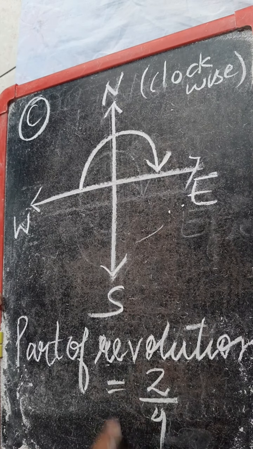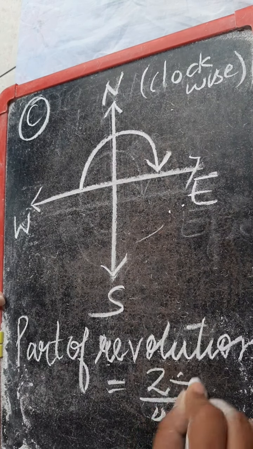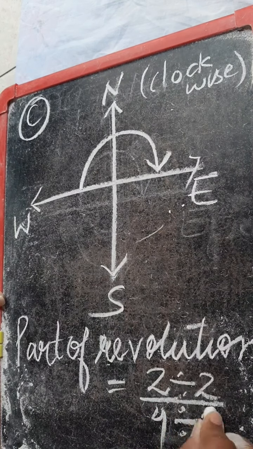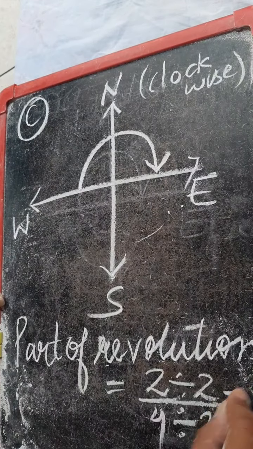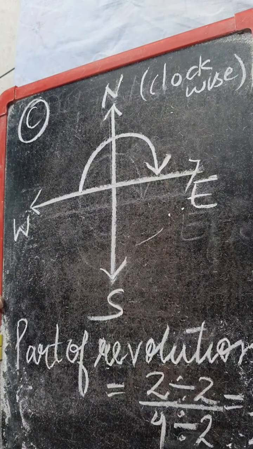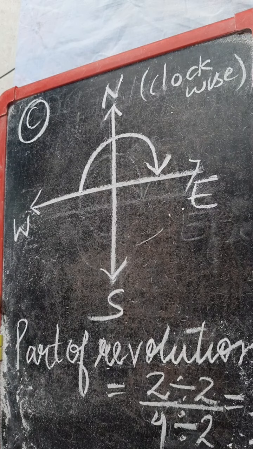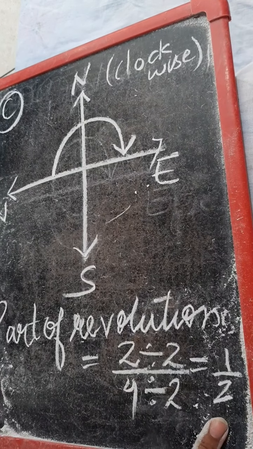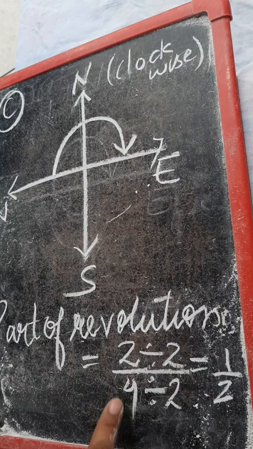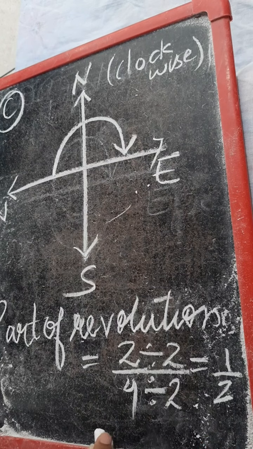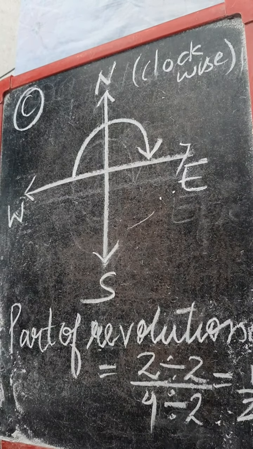And keep in mind, 2 upon 4 can also be written as, since both are divisible by 2, 1 upon 2. So here the part of revolution is 1 upon 2. 1 upon 2 is also correct. You can write 2 upon 4 or 1 upon 2. So this is all about question number 4.